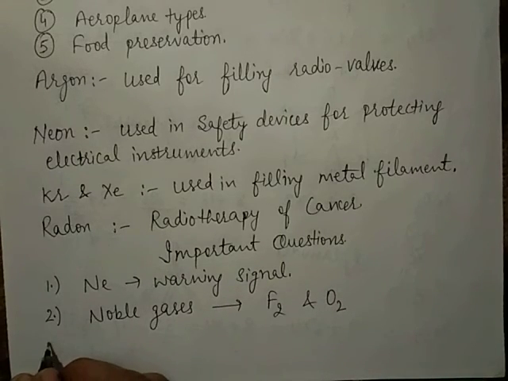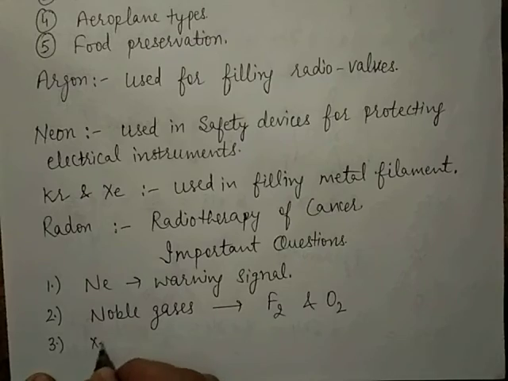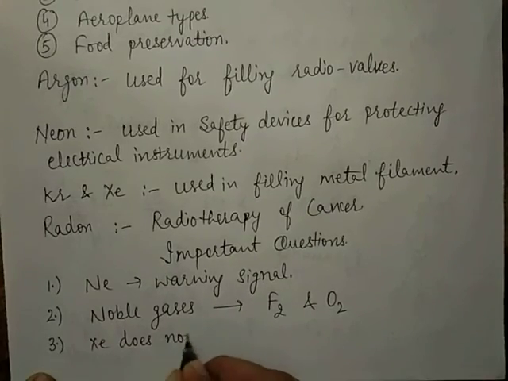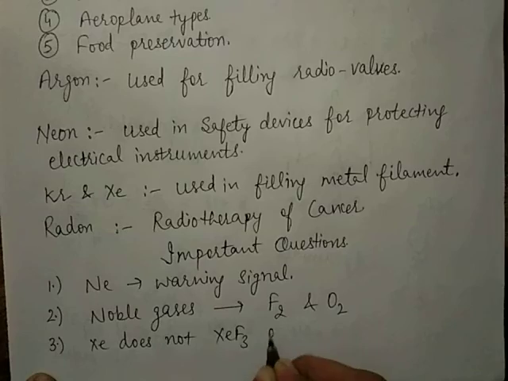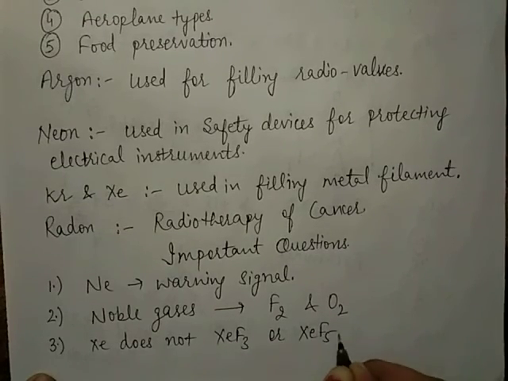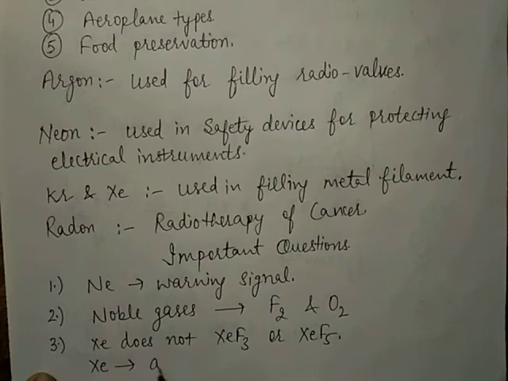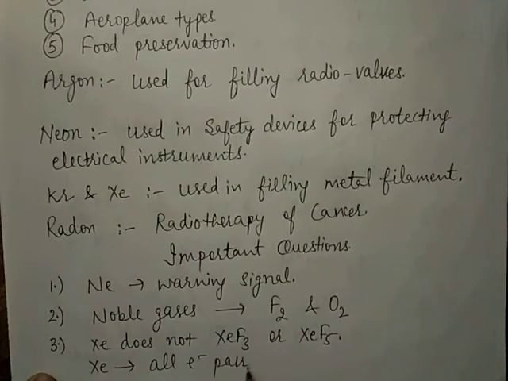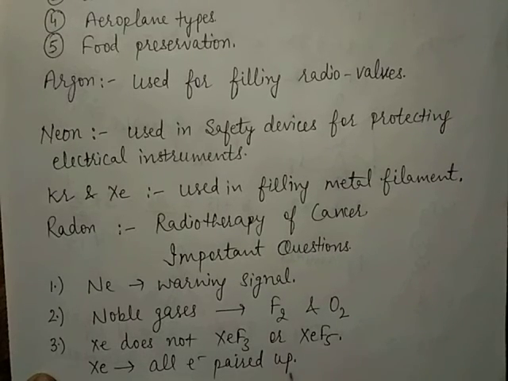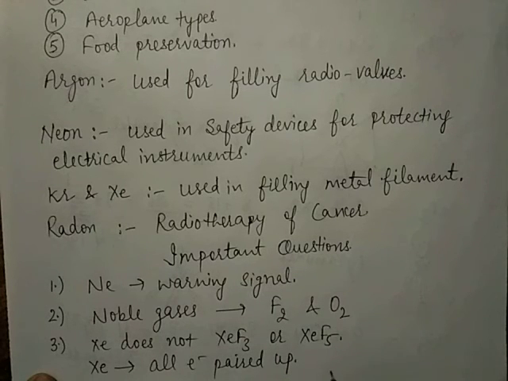Okay, now next is third, xenon does not form XeF3 और XeF5. Why? देखो, क्योंकि जो जीनोन होता है, उसमें all electrons are paired up. सारे इलेक्ट्रॉन्स पेयर्ड अप होते हैं. सो जब एक्साइटेशन होती है 1, 2 और 3 इलेक्ट्रॉन्स की, तो it gives 2, 4 and 6 half-filled orbitals. So it only forms XeF2, XeF4, XeF6, but not XeF3 or XeF5.